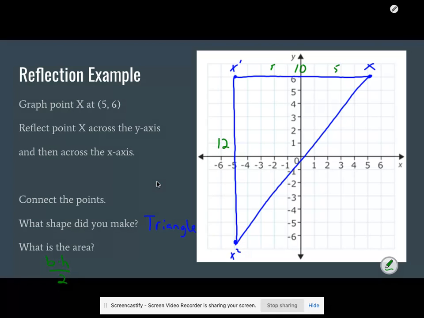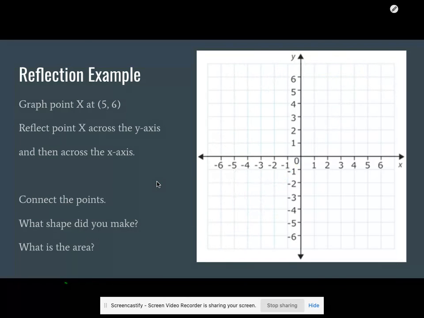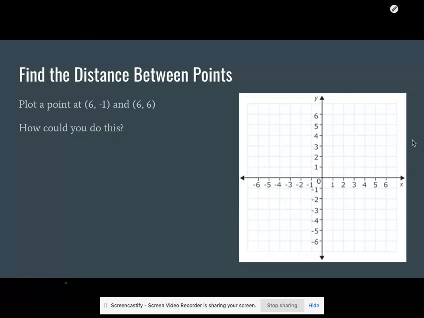So 10 times 12 divided by 2. Well, this is 120, divided by 2 is 60. Units squared, or square units, would be the correct answer. And that's how you do your reflections. You're going to want to make sure that you use that for your assignment.